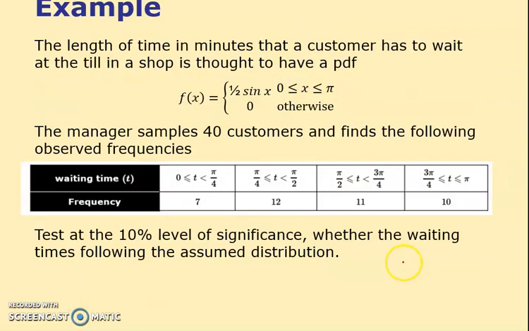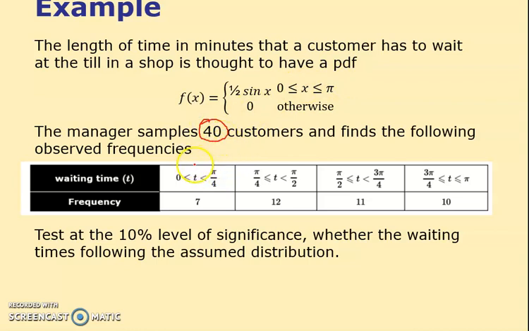Okay, so here's my example. The length of time in minutes that a customer has to wait at the Tilden shop is thought to have a PDF of a half sine x between 0 and pi. The manager samples 40 customers. That's important. We'll need that in a bit.